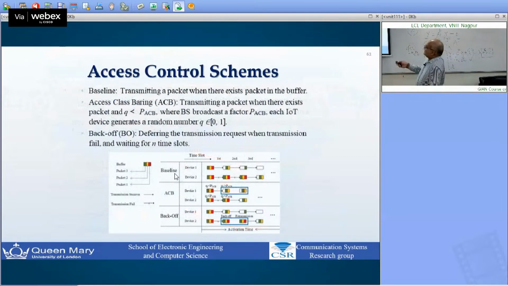So here for the access control scheme, one is access class barring, ACB. ACB means the base station is going to broadcast one number. All devices generate a number between 0 and 1. The base station controls: those who generated above 0.6 can transmit now; those who generated above 0.4, now you can transmit. So that number, the access class barring factor, the base station changes.